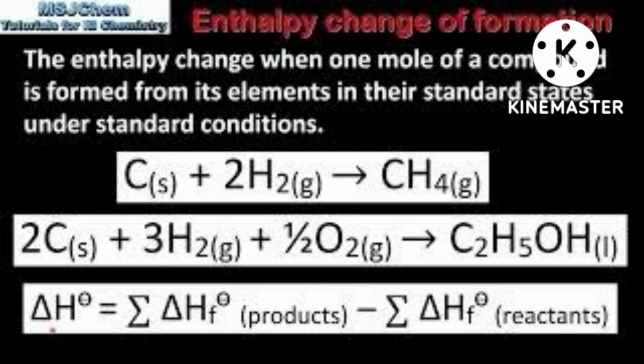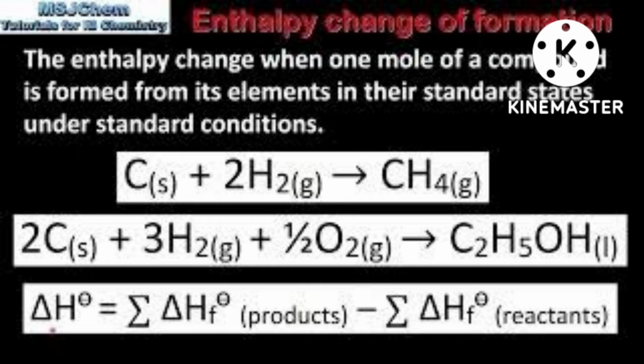Then it will form ethyl alcohol, C2H5OH, liquid. It will form a liquid. And what will be the delta H value? The delta H value will again be negative, minus 277.7 kilojoule per mole, because in this reaction only 1 mole of ethyl alcohol is forming. Hence, the heat of formation is always for 1 mole only.